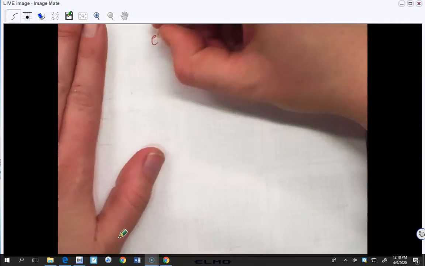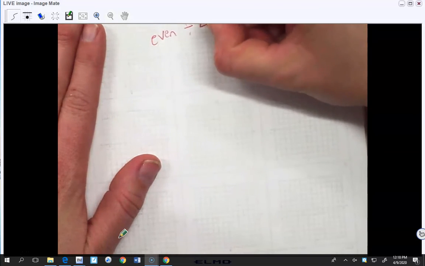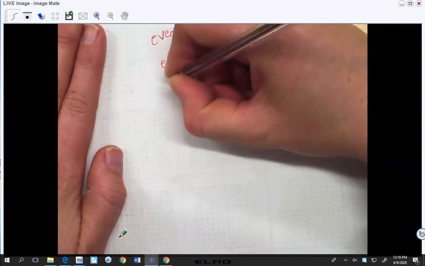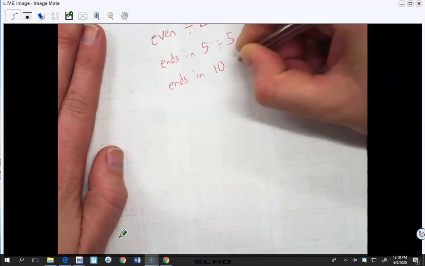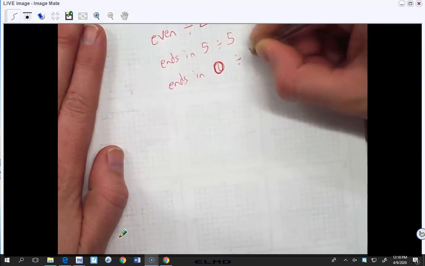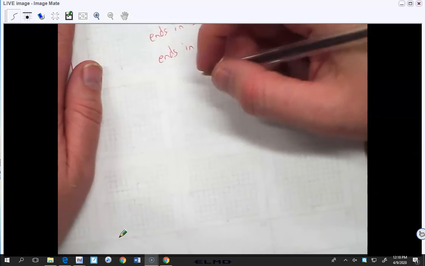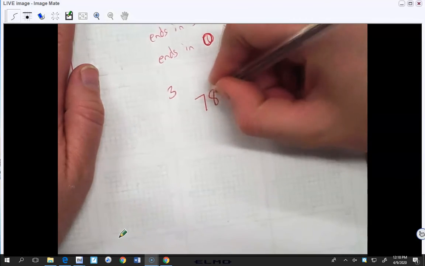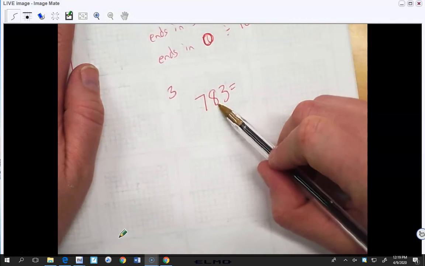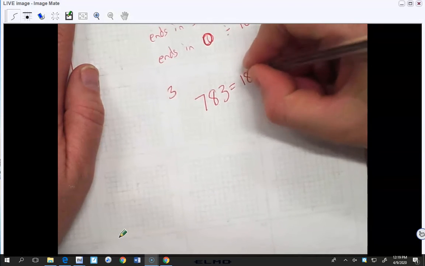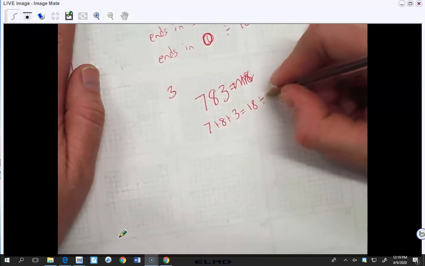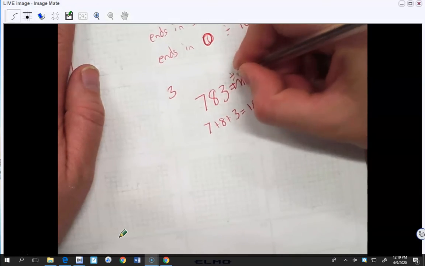A couple of hints for when you're trying to figure out if it can go out or not. If it's even, you know you can divide it by 2. If it ends in 5, you can divide it by 5. If it ends in 0, you can divide it by 10. The other ones are the 3s. And for 3s, you add up the digits. If the number's like 783, 7 plus 8 is 15. 15 plus 3 is 18. Because 18 divides by 3, I know that 783 divides by 3.